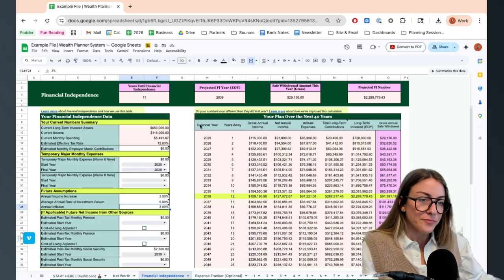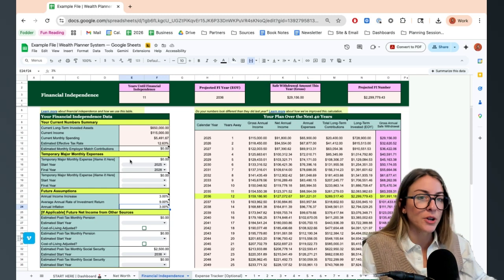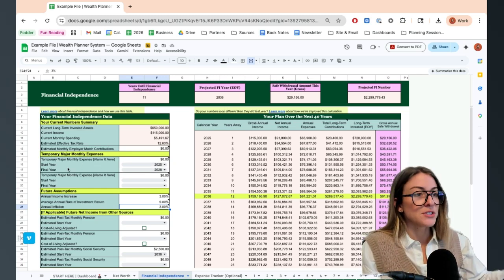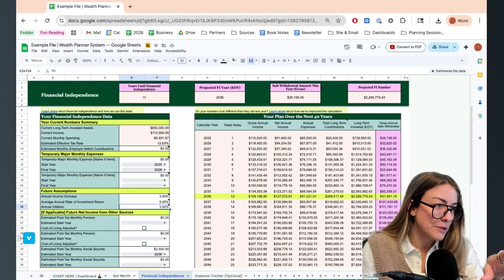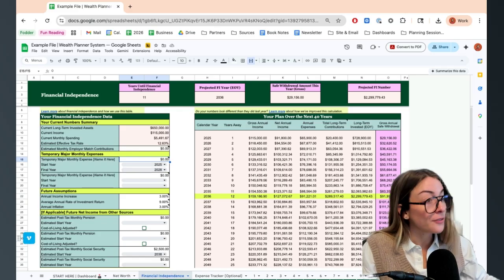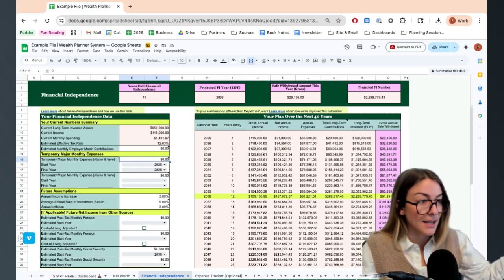And then if you are somebody that has children or you have kids in daycare right now, you can always put in temporary major monthly expenses. So let's say you have $2,000 a month going into daycare. You can put $2,000 here and then the start year and the end year, and it'll factor that in. So it'll assume, oh, okay, we're going to spend more and invest less in these years, but then once this expense ends, it's going to take that back out.